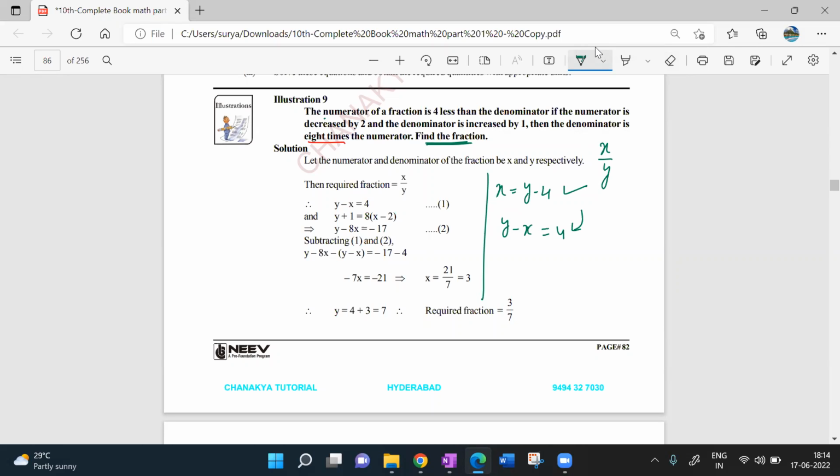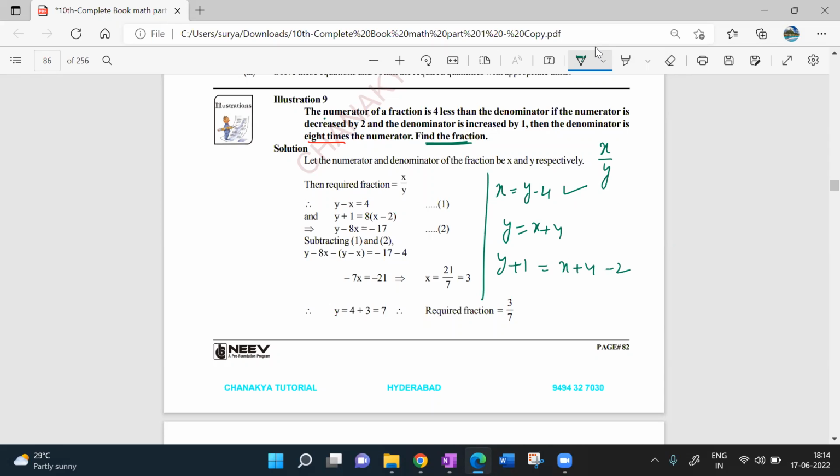So now what he has given, the denominator is increased by 1, which is nothing but y plus 1 minus x. In fact, as per what he has given, we can write y. What is y here? y is equal to x plus 4. Denominator is increased by 1, which is equal to, and the numerator is x plus 4 decreased by 2, right?